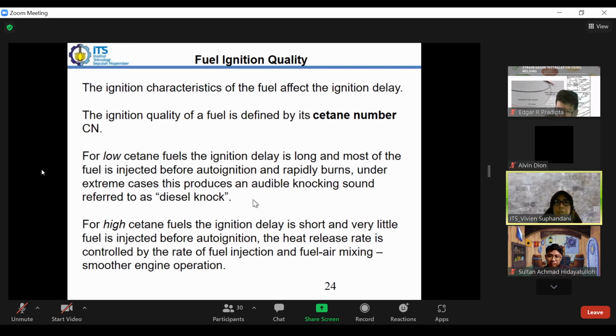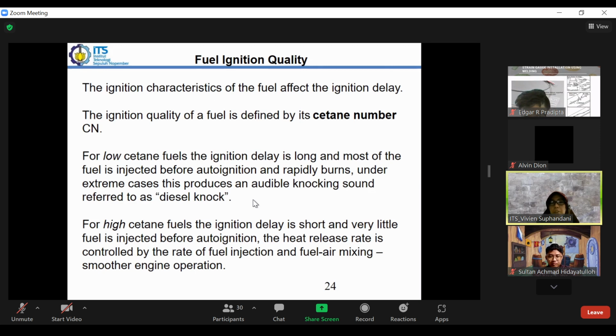So when we have low cetane fuel, the ignition delay is long, so there will be too much fuel injected before the combustion started. Once the combustion started, there will be too much fuel, and that will cause the combustion to occur in many places. Yeah, and that causes knocking.